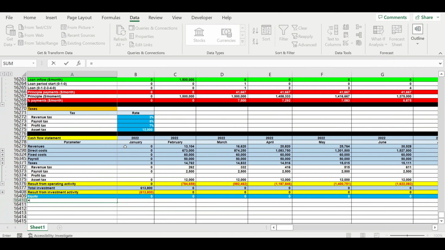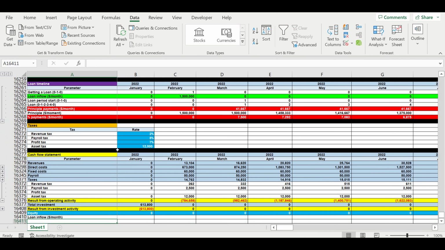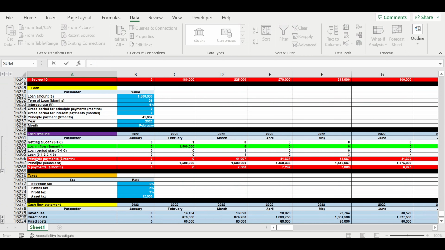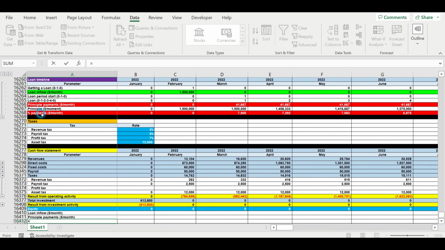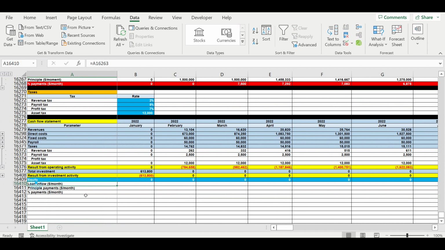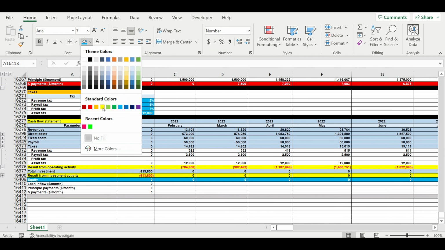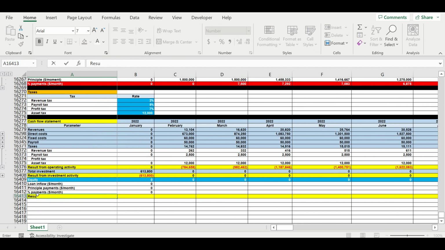First we need to add the inflow of the loan when we get it. Then we add the line for principal payments when we pay, and for interest payments. So these two lines are connected to the loan. Then we extrapolate these formulas to the right, and then we create the third yellow line called result from financing activity. Here the formula will be this value plus this minus this minus this. Then I'm going to extrapolate this formula to the right.